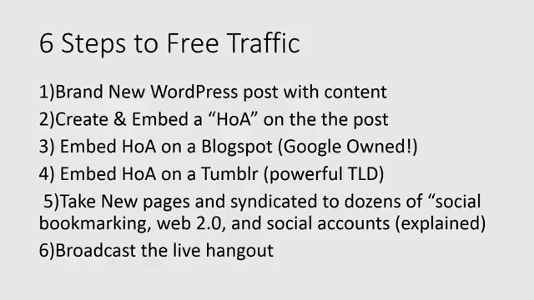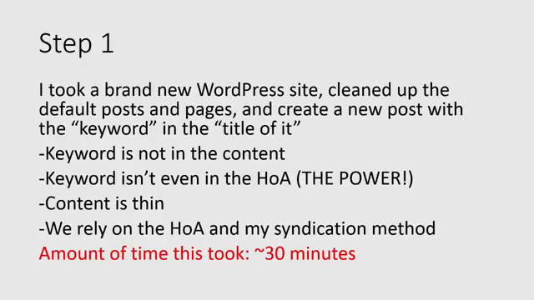So step 1, you're going to create a brand new WordPress post or a site, okay? And you're going to put a little bit of content on it. And we're going to talk about how much content you need. I just showed you, you don't need any, okay? So very thin. Now, you're going to create and embed a HOA onto the post. Again, earlier when I showed you inside of that HOA, where the links were in the embed, that's where you're grabbing your embed code manually.